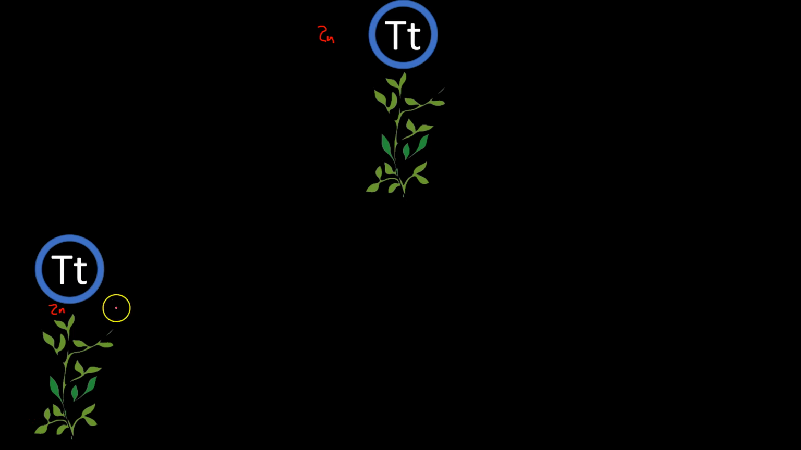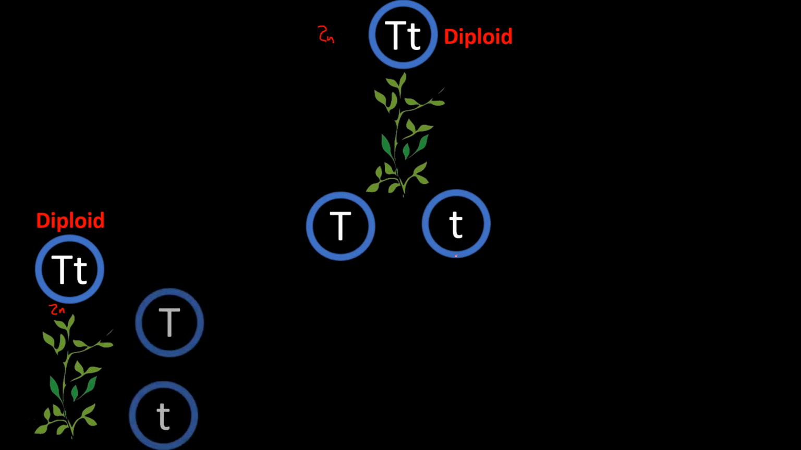When these plants form gametes, those gametes are only going to be N. They're going to be haploid. They're only going to have 1 copy. So this plant is heterozygous, has 1 allele for being tall, 1 allele for being short.